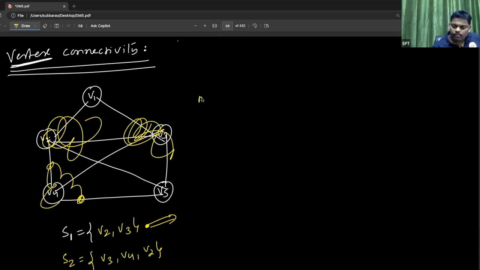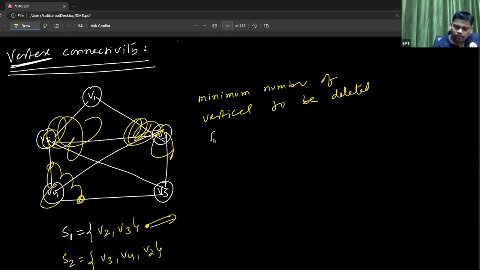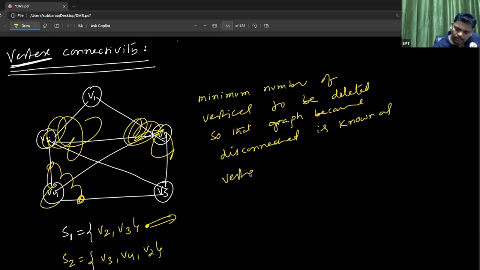Minimum number of vertices to be deleted so that the graph becomes disconnected is known as vertex connectivity set.